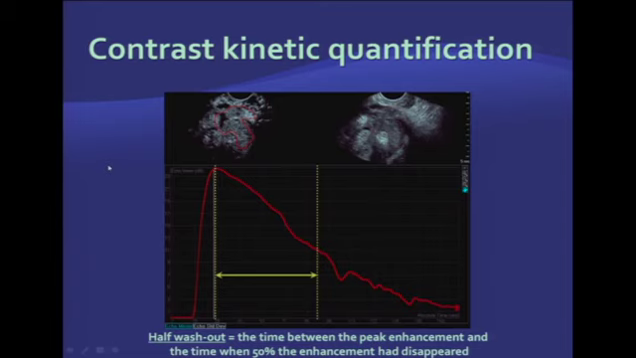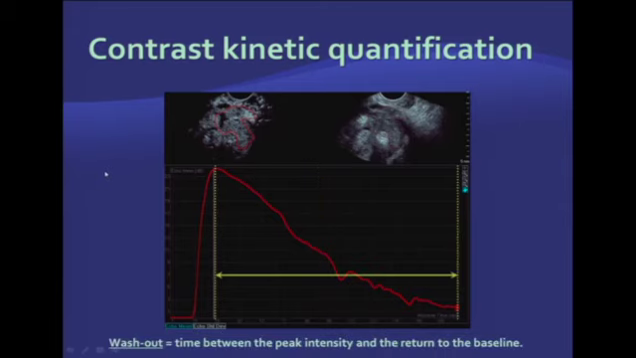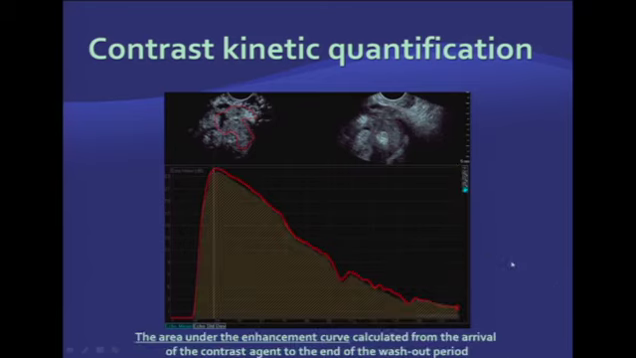You can look for half washout time, which is time between peak enhancement and time when 50% of enhancement had disappeared. You can also look at the washout, which is time between the peak enhancement and complete disappearance of the ultrasound contrast agent from the circulation, or area under the enhancement curve that sums up all those criteria.